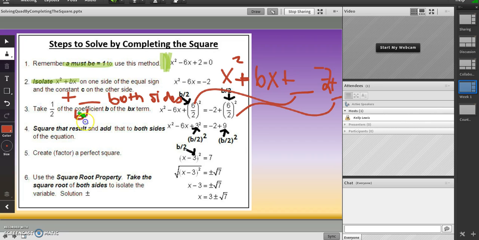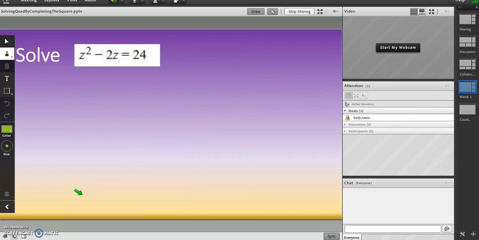Then we do b/2 squared. Then we write the factor, and then we do the square root property. And don't forget plus minus. All right, let's do some problems. It's not as scary as it looks.